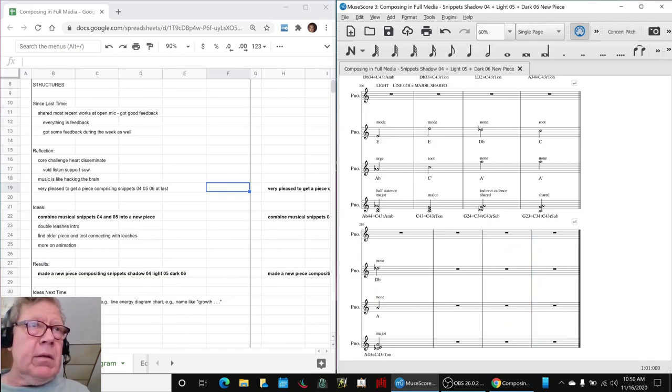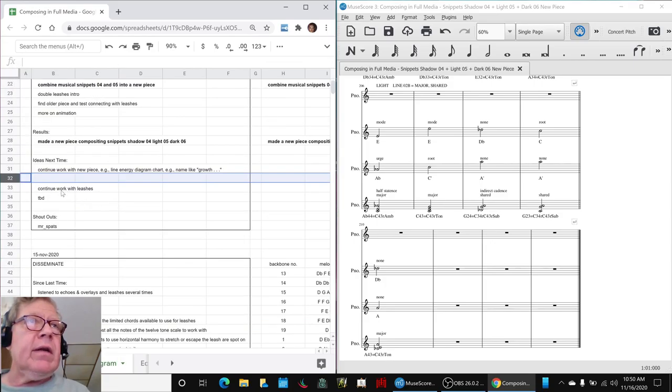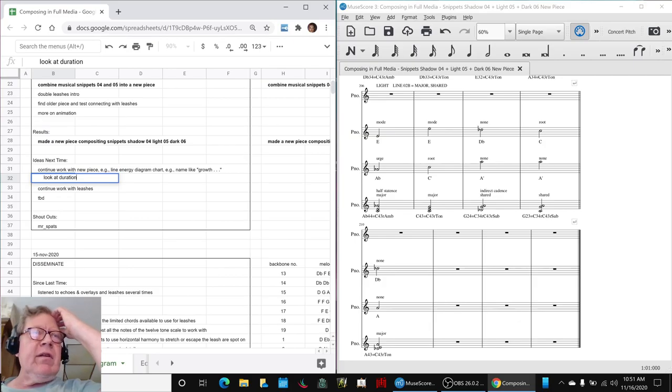So that concludes today's stream. Ideas for next time are to continue to work with the new piece, for example, having a line energy diagram and giving it a name. We're thinking about growth because we have the gaki and the mood swing. So it's kind of like, you know, when you're gaki and then when you're suave. And that's kind of like adolescence, you know, and then that happens later on in life too, now doesn't it?